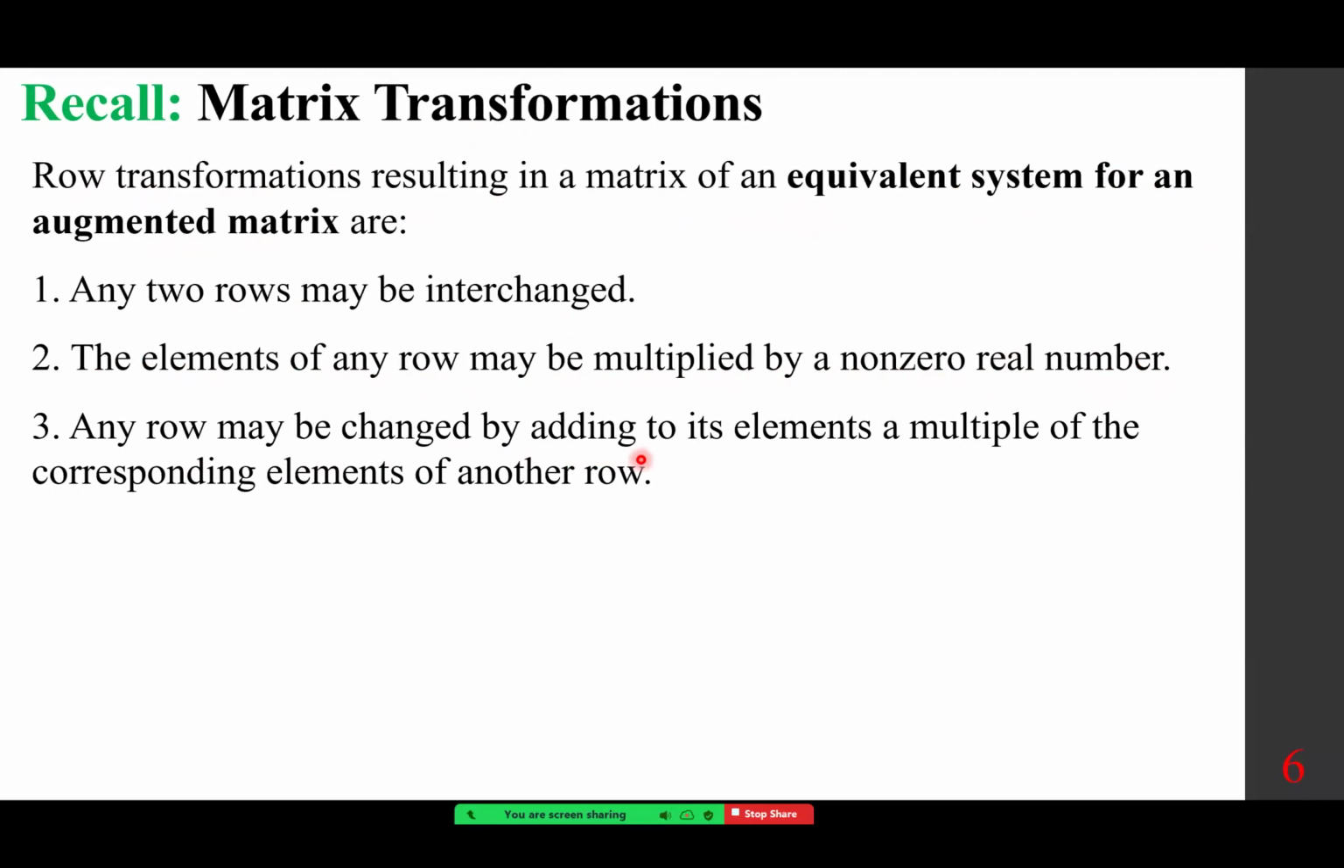Any row may be changed by adding to its elements a multiple of the corresponding elements of another row. The concept of elimination, if you recall, you can multiply an equation by some number and add it to another equation.